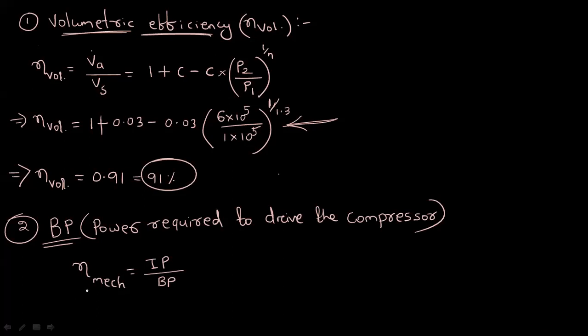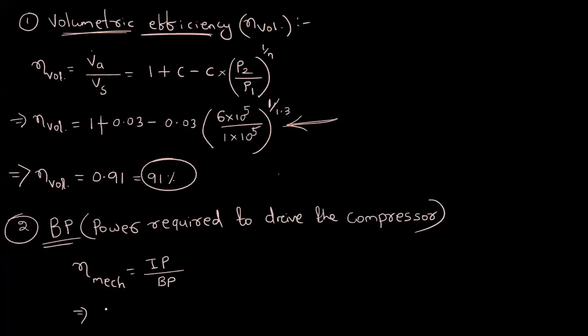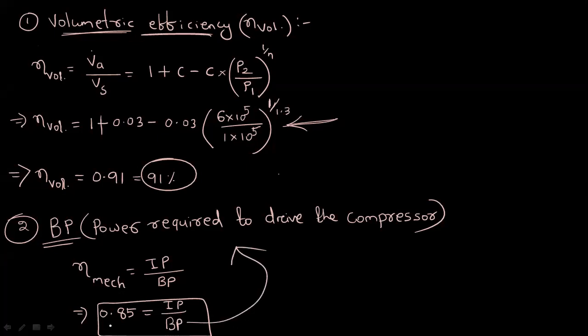Mechanical efficiency is given as 85%, or 0.85. So 0.85 equals indicated power divided by brake power. Now we have to calculate this brake power. Mechanical efficiency is given, so we have to identify the indicated power of the compressor. Once we get the indicated power, we can calculate the brake power.